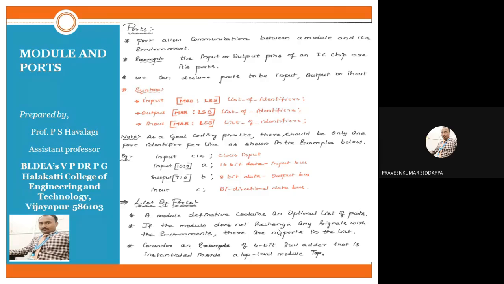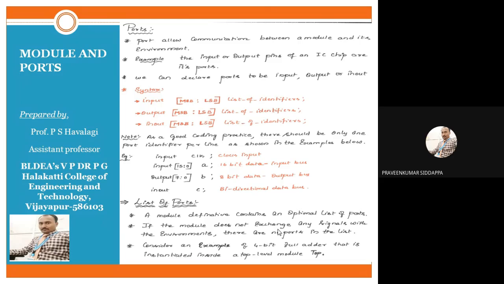Both input and output are unidirectional buses, meaning they move in only one direction. But inout is bidirectional; it acts like an input as well as an output. Because of that, I have written it there: inout C. If it is a vector, you can mention it using MSB and LSB. So this one is about ports. Remember it. Next, we'll go for the list of ports.